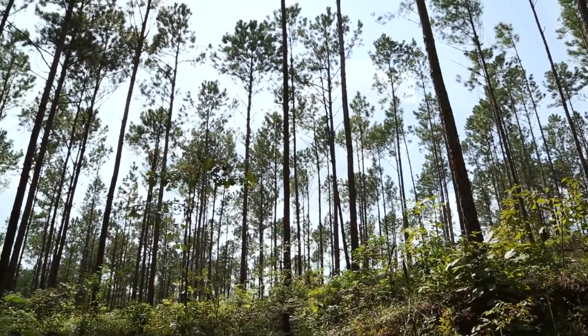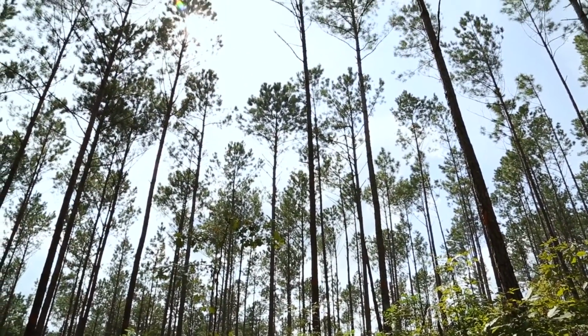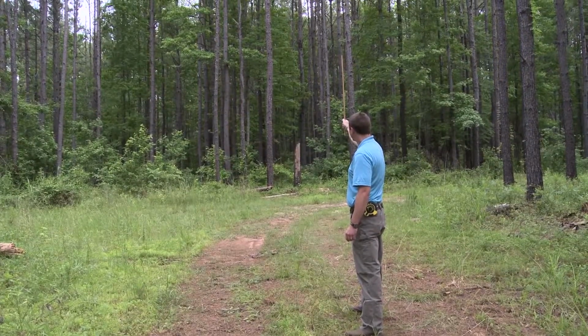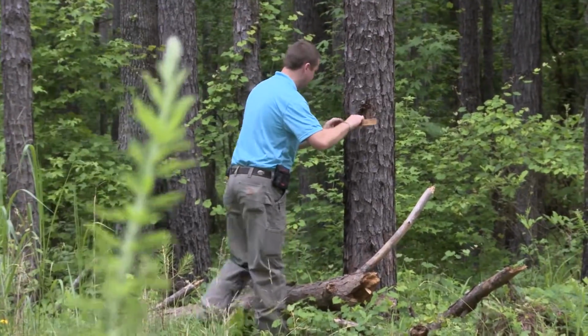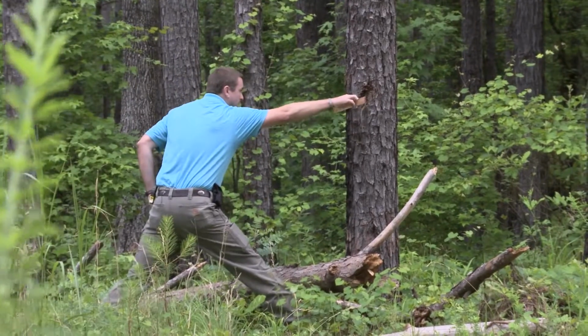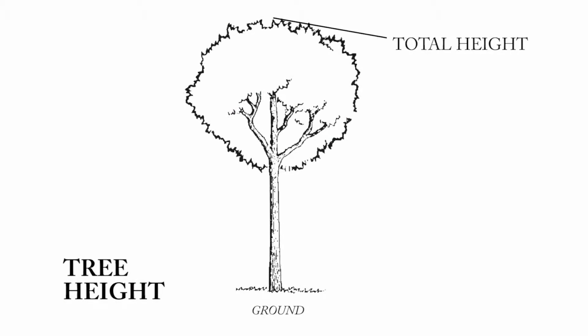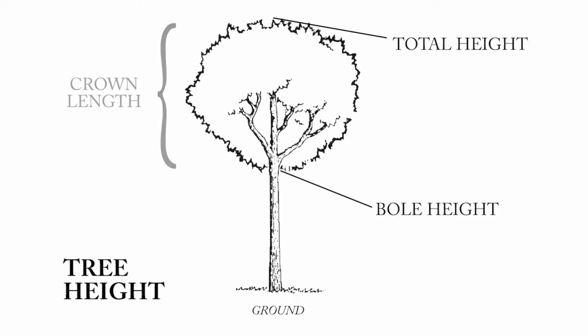Tree height, often measured using clinometers or hypsometers, is another important forest measurement. The point of a tree where height is measured depends on how the measurement will be used. Total height is the distance from the ground line to the highest point on the main stem. Bole height measures ground line to the base of the live crown. Crown length is the total tree height minus bole height. Stump height is ground line to a typical point where the tree will be cut and felled.